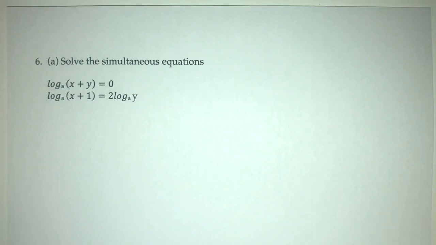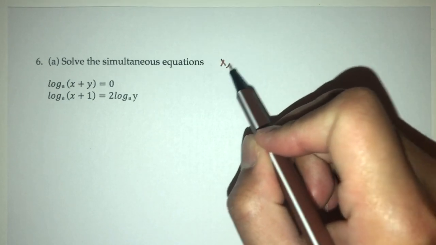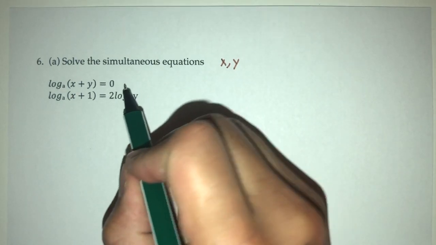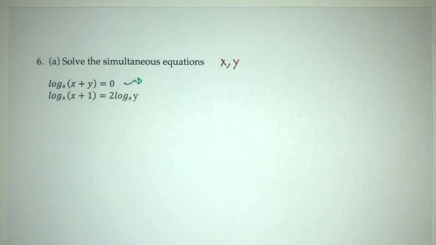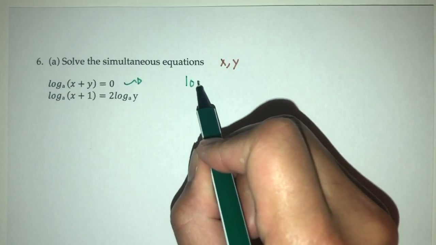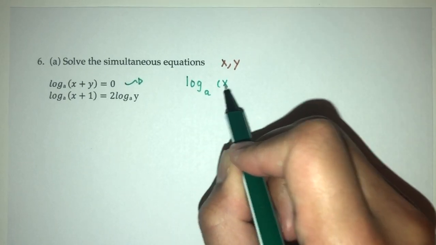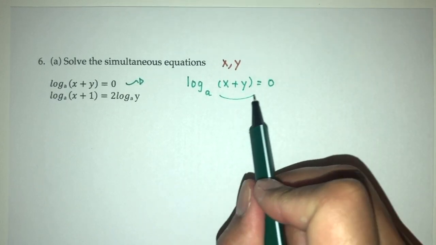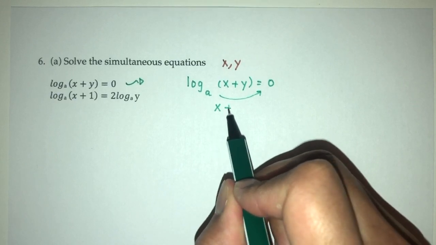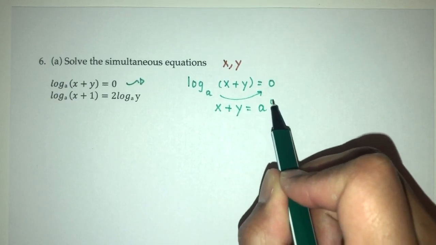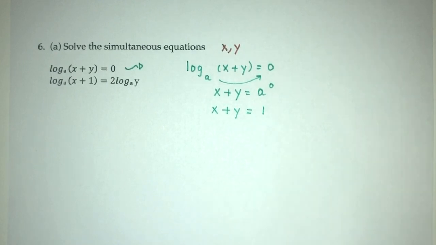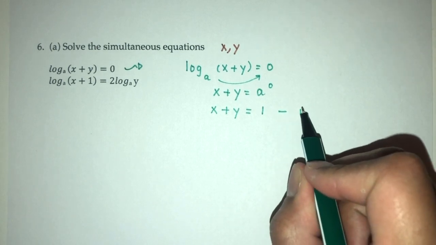Now let's move on to question number 6. Here we have to solve the simultaneous equations, meaning we have to find the value of x and the value of y. Let's see what we have here. For the first equation, let's see how we can simplify this. We have log to the base of a of x plus y equal to 0. Now to simplify, we send this over, so x plus y has to be a to the power 0, and x plus y has to be the value of 1, because anything to the power 0 is 1. So that is my equation number 1.